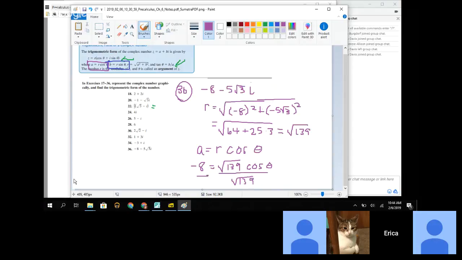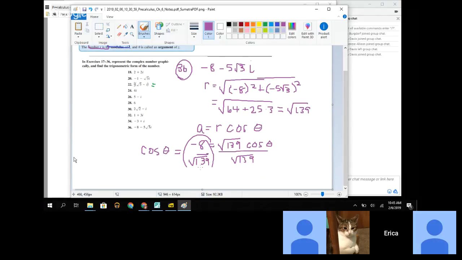And this is one of those cases where you know that -8 divided by the square root of 139 is not going to be on your unit circle, right? This is not going to be on my unit circle. So basically, I have this equals the cosine of theta. So in order to figure out what theta is, I am going to take the inverse cosine of both sides, right? So the inverse cosine of cosine theta leaves me with theta. And on the other side, I'm going to take the inverse cosine and plug it in my calculator to figure out what theta is.